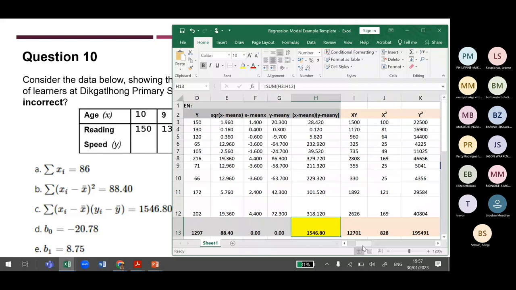Okay, so that is the sum of that. So that is correct. That is correct. That is correct. The slope is minus 2.80.